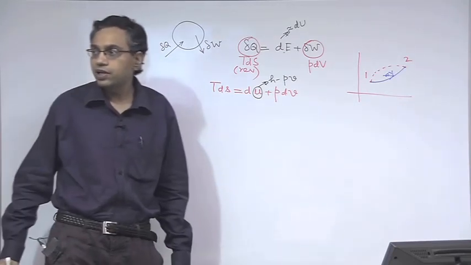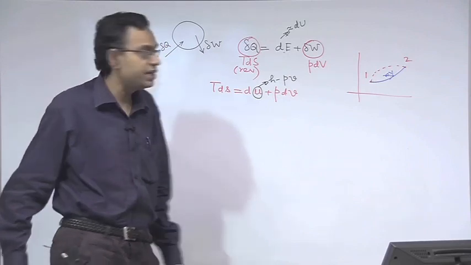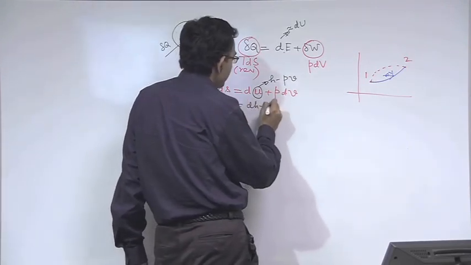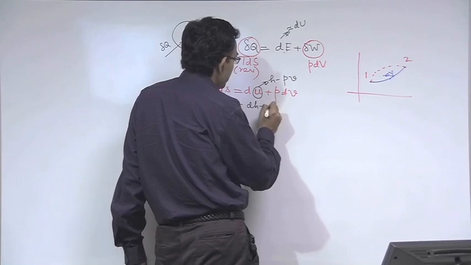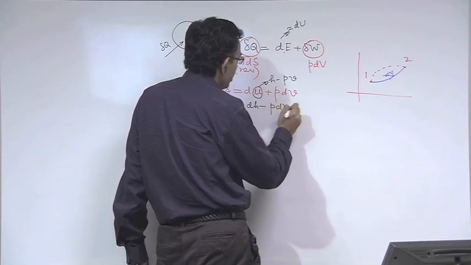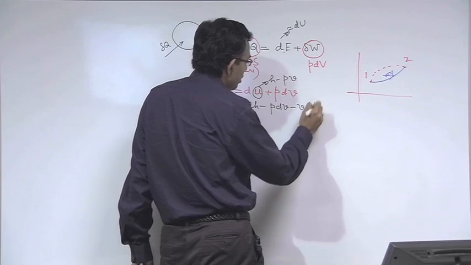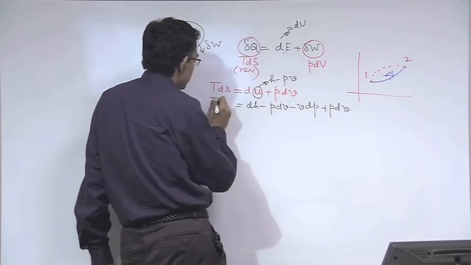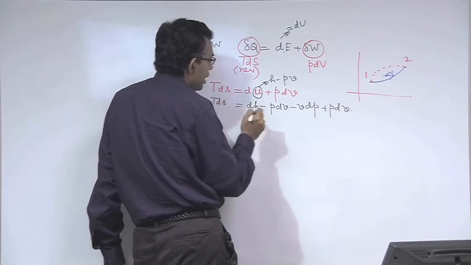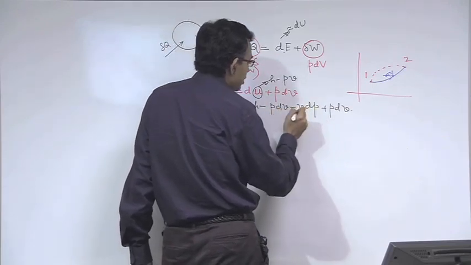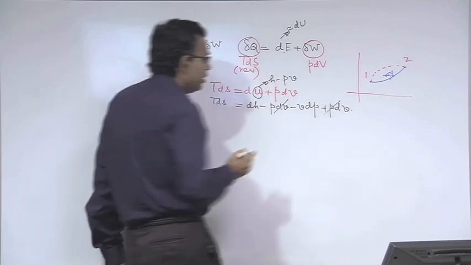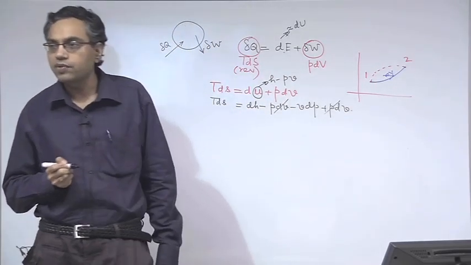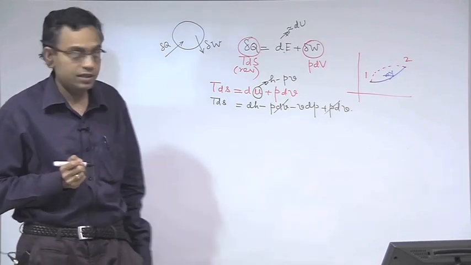By using the definition of enthalpy, which is H. So this is dH minus PdV minus VdP plus PdV. So TdS is equal to dH minus VdP. That is another way of writing the same thing in terms of enthalpy rather than internal energy.